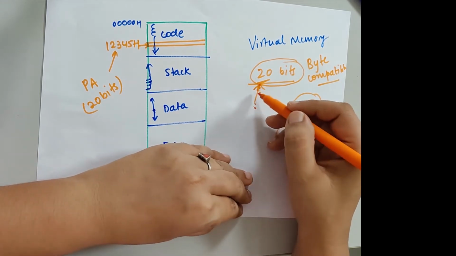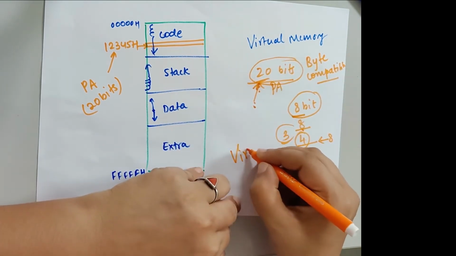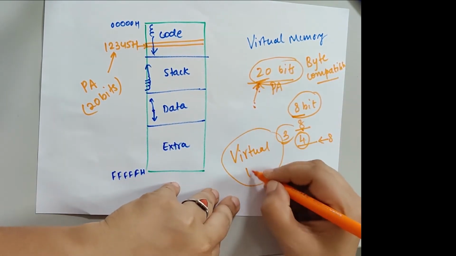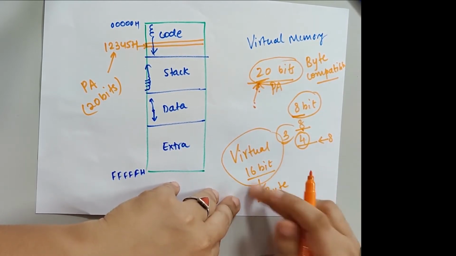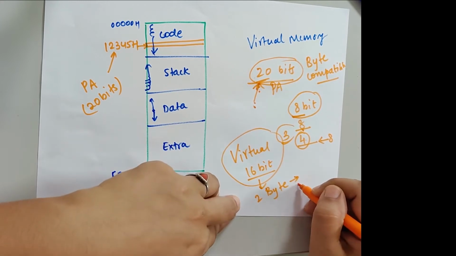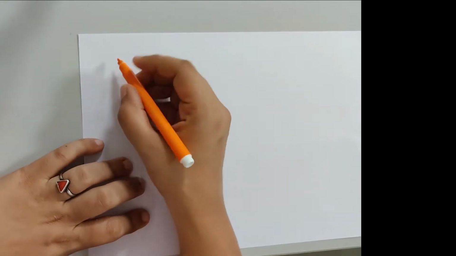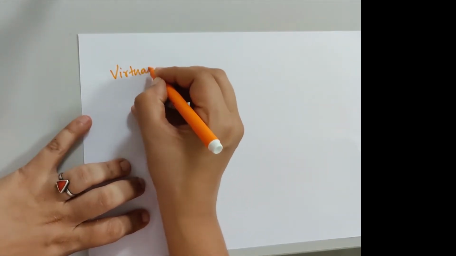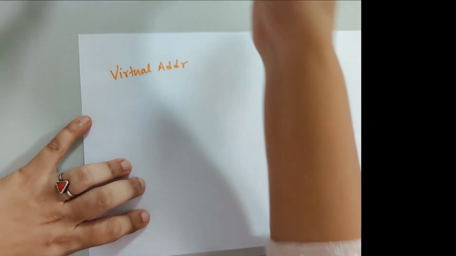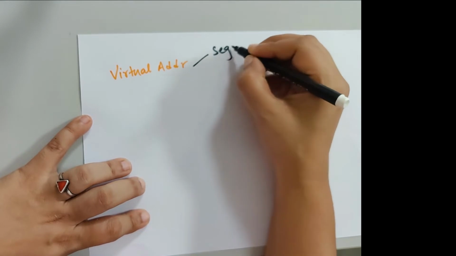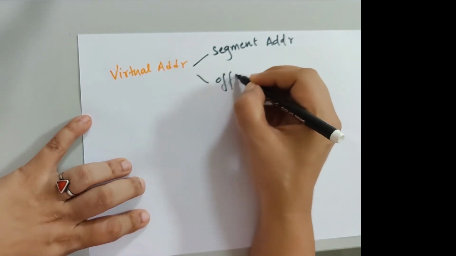So what we did is, instead of this 20-bit physical address, we created a virtual address, and that virtual address is 16-bit. 16-bit means 2 bytes. So this address we can store using 2 memory locations. Now this virtual address is a combination of 2 addresses: first is the segment address and the second is the offset address.